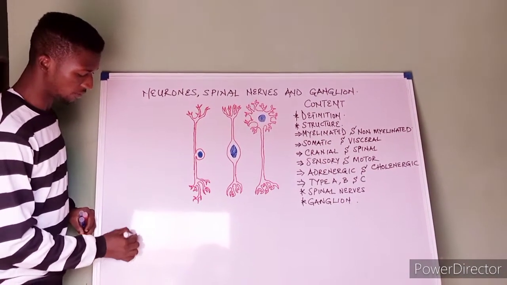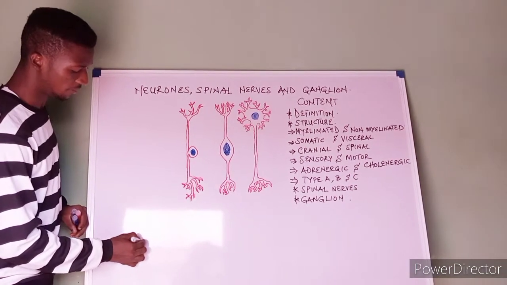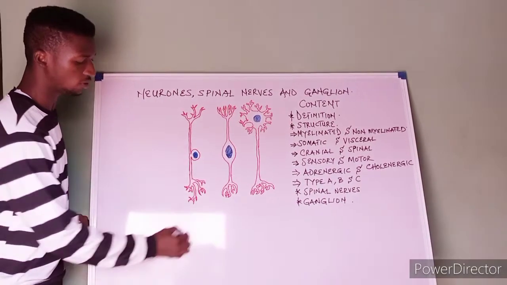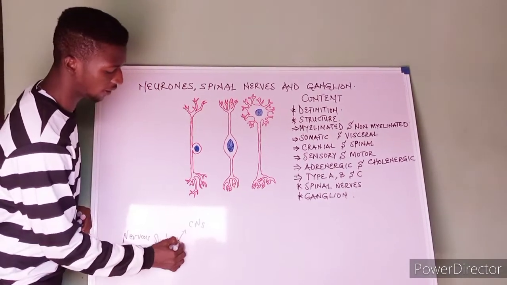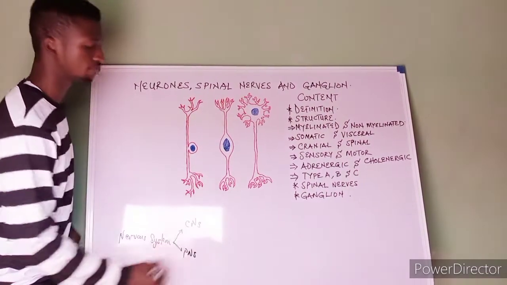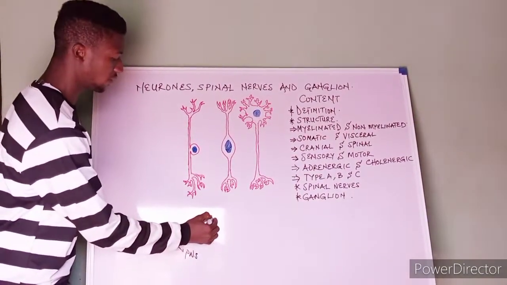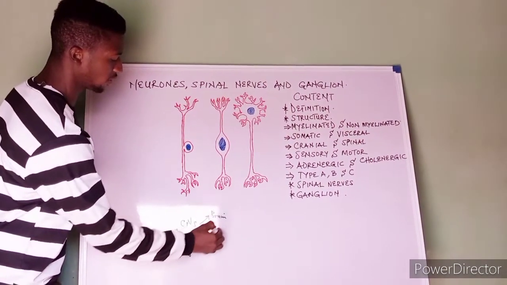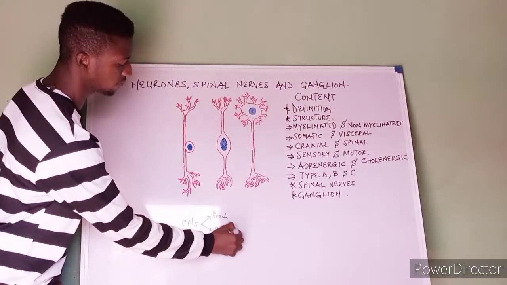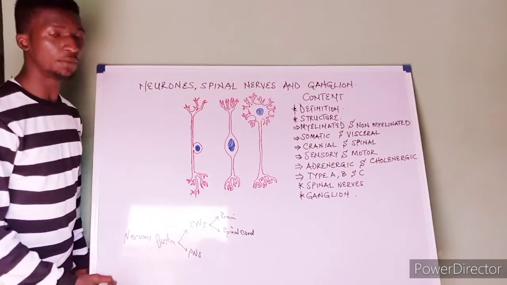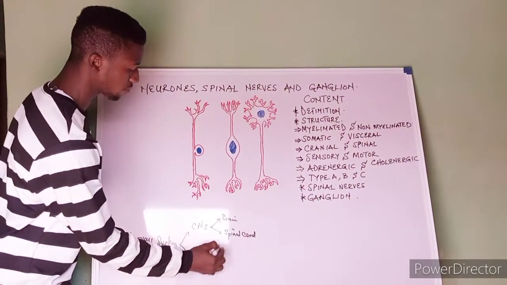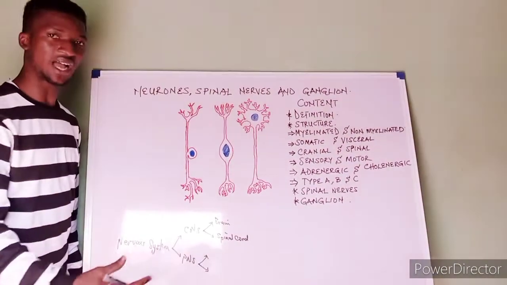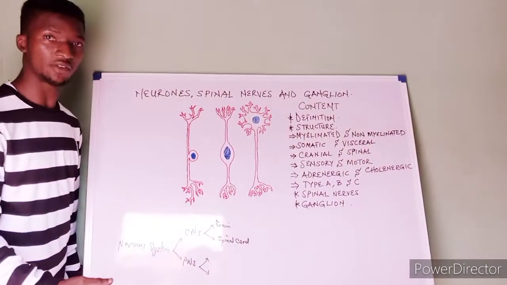The nervous system basically can be classified into two. We have what we refer to as the central nervous system, and we have what we refer to as the peripheral nervous system. The central nervous system, as we all know, includes the brain and the spinal cord. While the peripheral nervous system includes the nerves around the body. All the nerves around the body, that is where we have the peripheral nervous system.